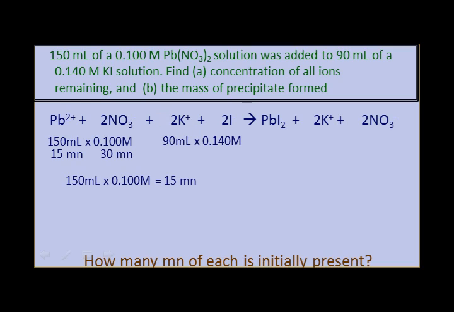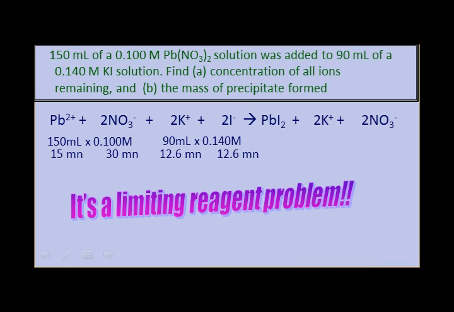So we have 90 milliliters of a 0.140 molar solution. Multiply that and you find that you have 12.6 millimoles of potassium ion and the same amount of iodide ion, 12.6 millimoles of iodide ion. Now you know the amount of each material that you start out with. Folks, when you look at this, what you're dealing with is a limiting reagent problem.